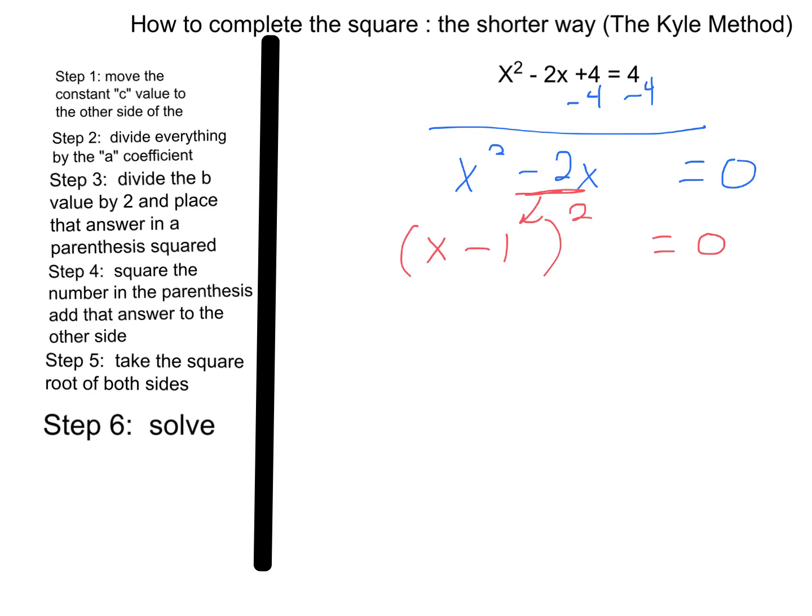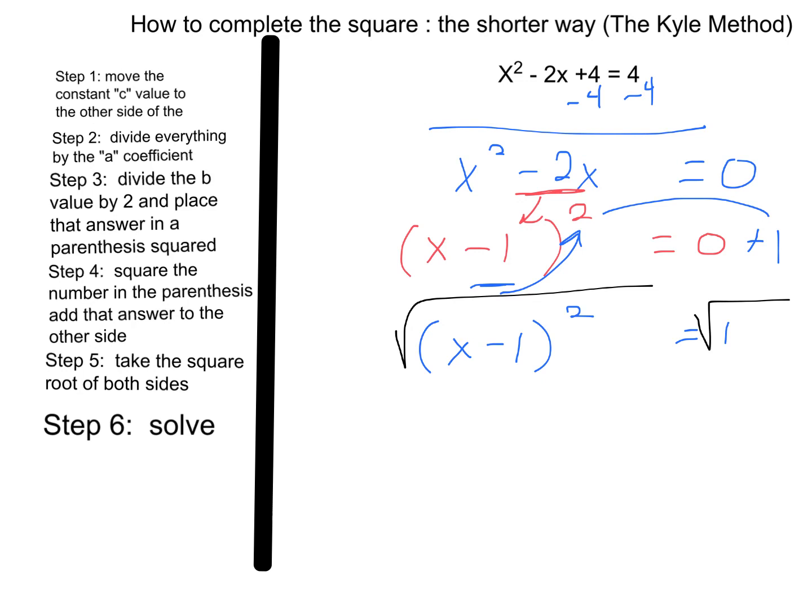Alright, now let's take negative 1 and square it, you get plus 1. So x minus 1 squared is equal to 1. Alright, now let's take the square root. X minus 1 equals plus or minus the square root of 1, which is 1. Nice. Let's add the 1's.